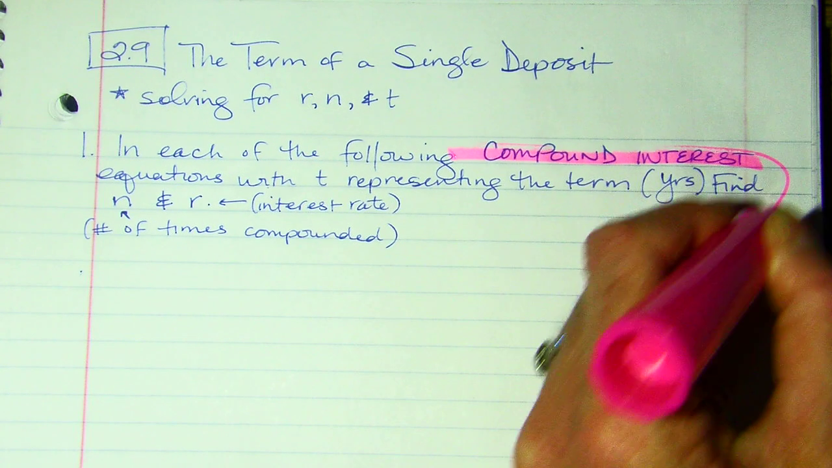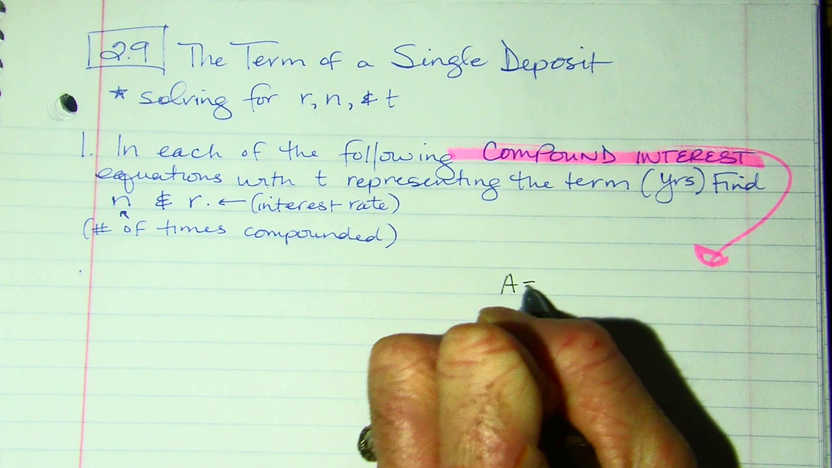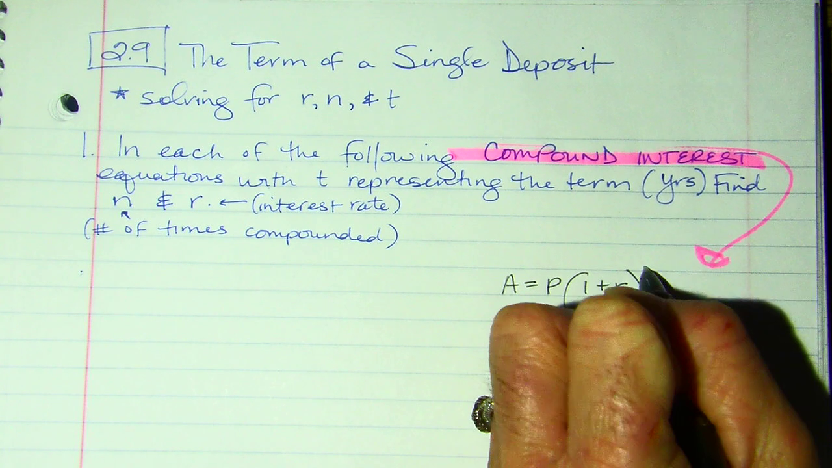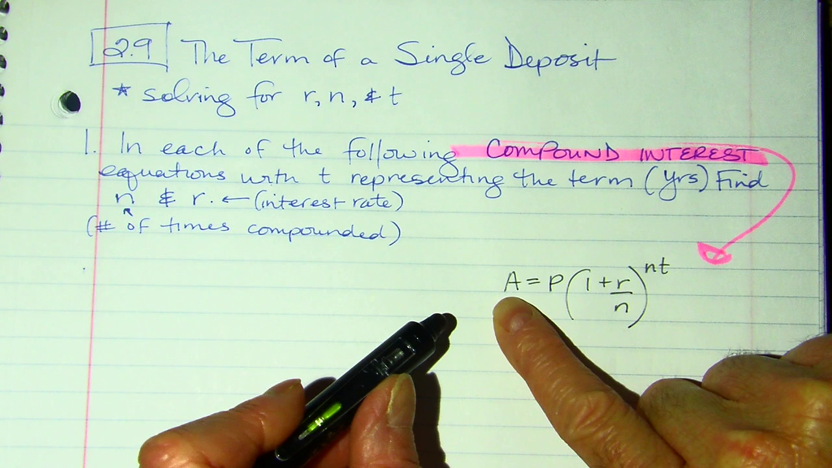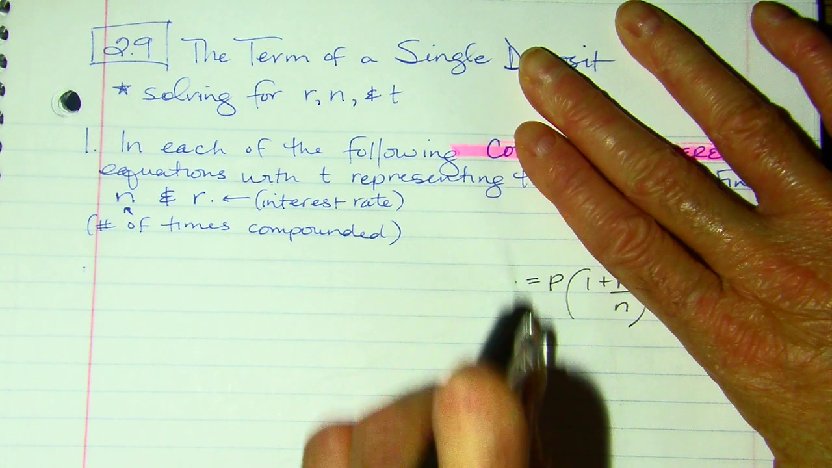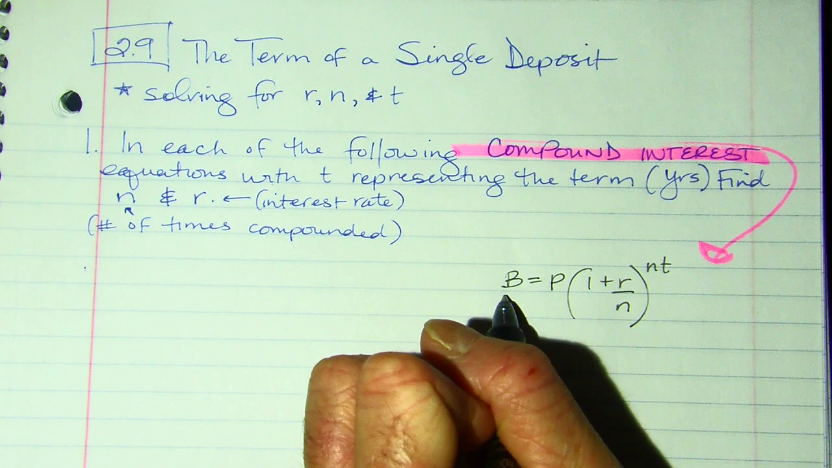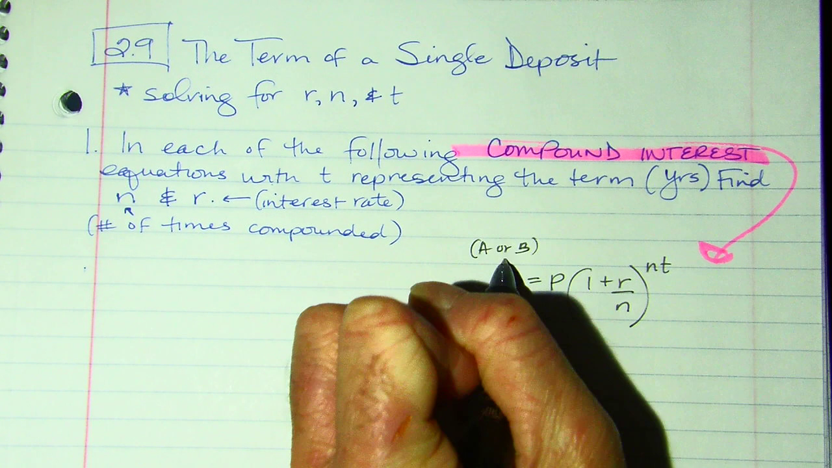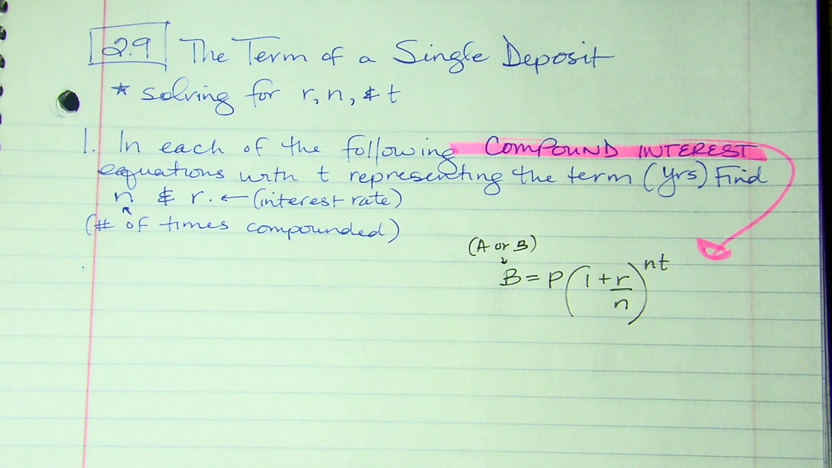So let's go ahead and record the formula for compound interest. And there are two of them. One says A equals P times 1 plus r divided by n to the n times t. And another one, instead of account, balance, it just has the letter B. So they're the same. So this can be A or B. Okay, account or balance. So this is the formula they're referring to. Okay, so keep that in mind.